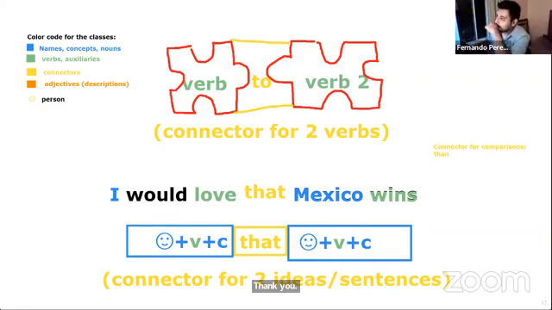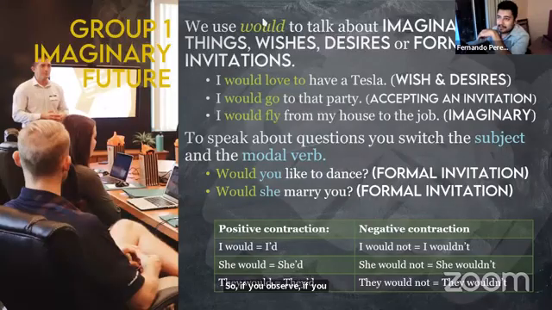Perfect. There you go, guys. So if you observe the slides, you will always have the colors. You see? Colors, colors, colors.